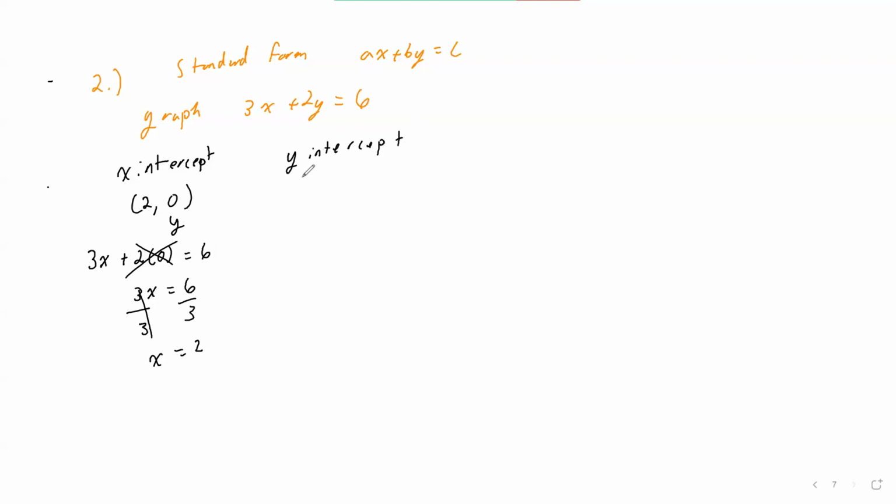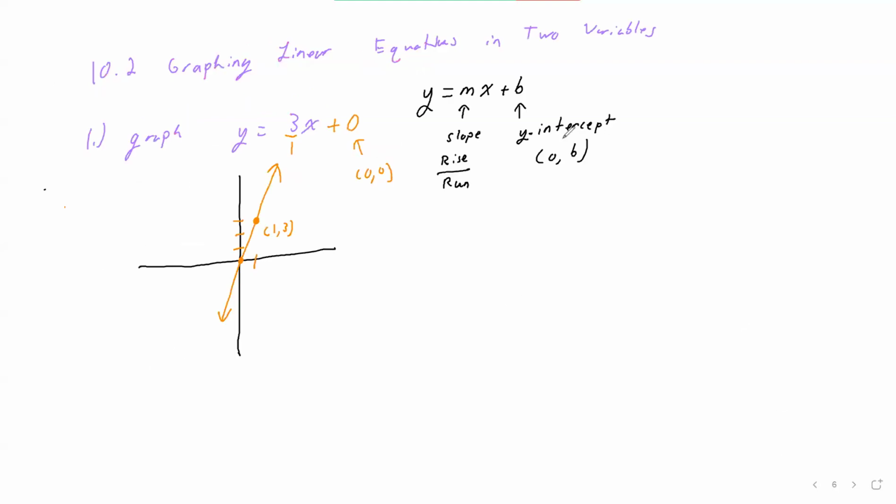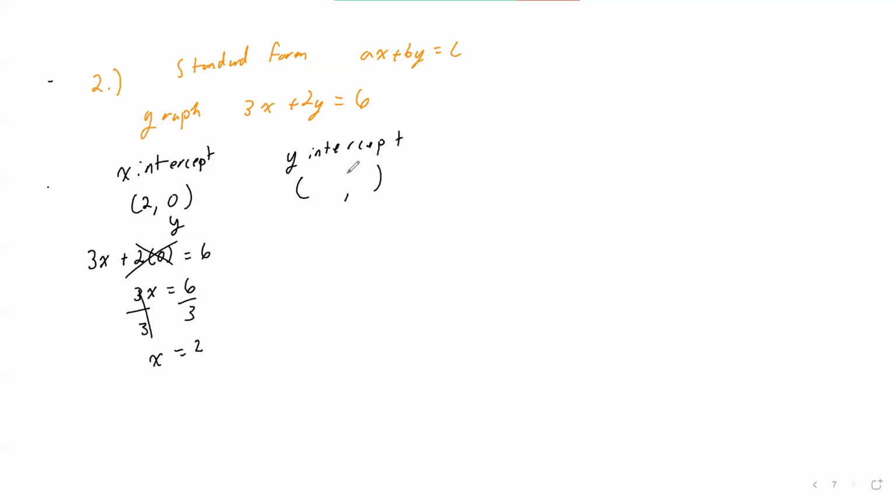What do we know to be true about a y-intercept? 0 comes first this time. So now I know the x value is 0, but I don't know the y value. So I'm going to re-plug in 0, but this time only to the x. So that now becomes 3 times 0 plus 2y equals 6.